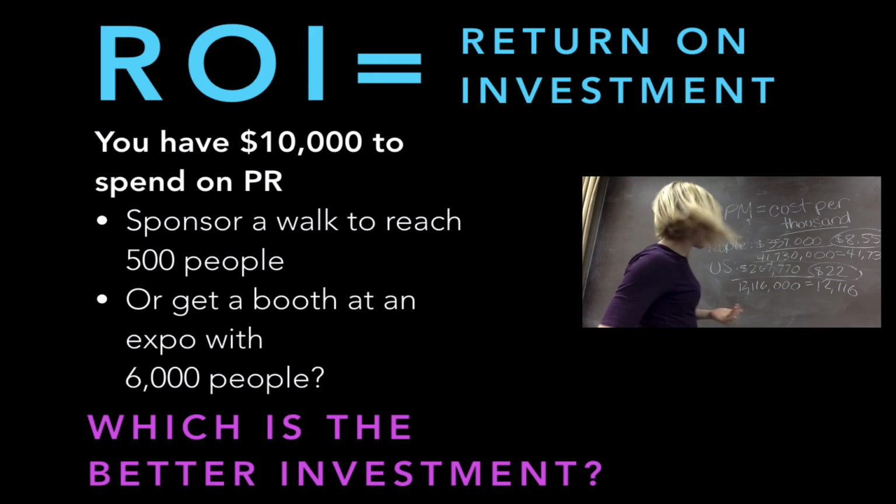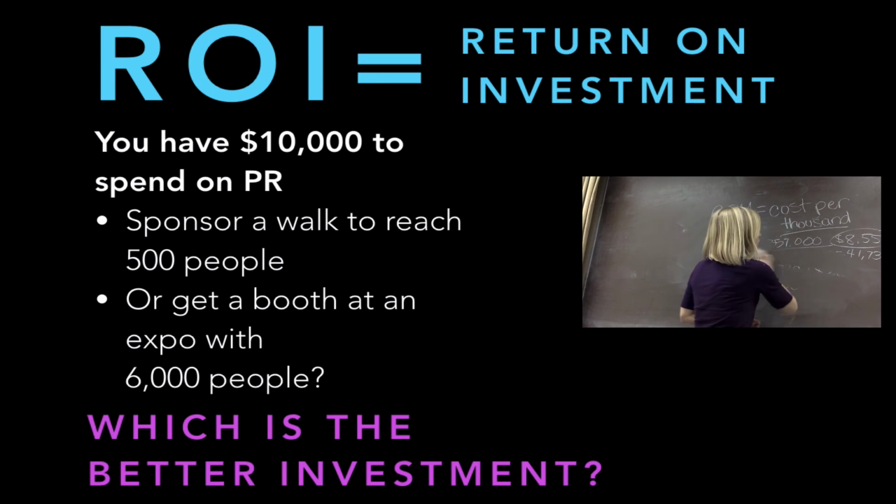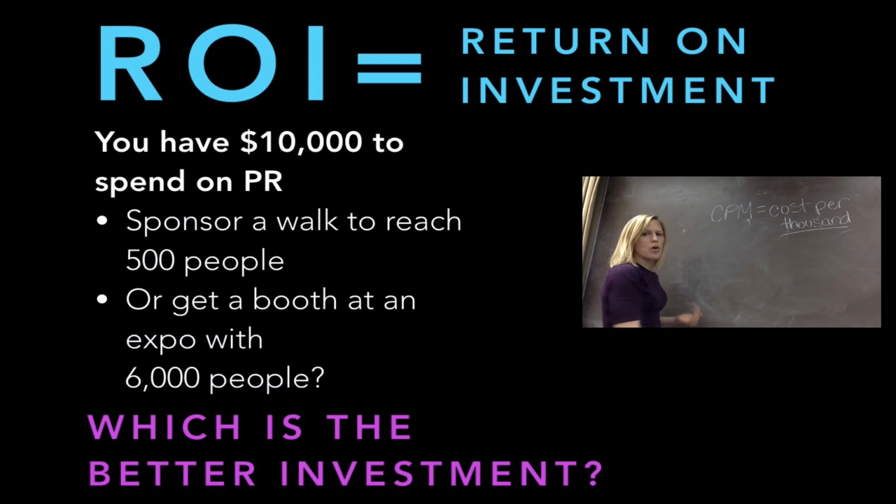Another measure you might use in Stratcom is return on investment, or ROI. And ROI is about figuring out the most efficient way to spend a budget. So if we are going to spend $10,000 for public relations, we maybe have two options. We can sponsor a walk where there'll be 500 people there, or we could get a booth at an expo and we'd have 6,000 people there.